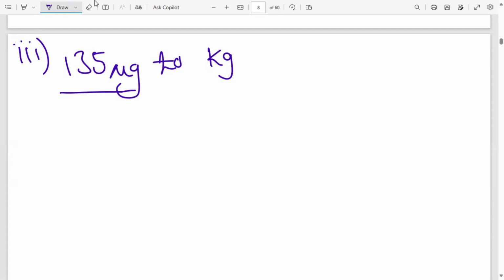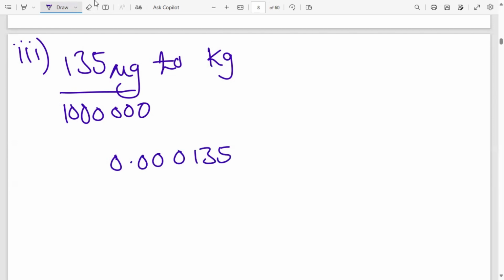So we can multiply this by 10 to the power minus 6. Okay, that's what I wanted to say. Which, in simpler terms, we just divide it by 10 to the power 6, like that. And this is going to give us, in grams, 0.000135 grams.